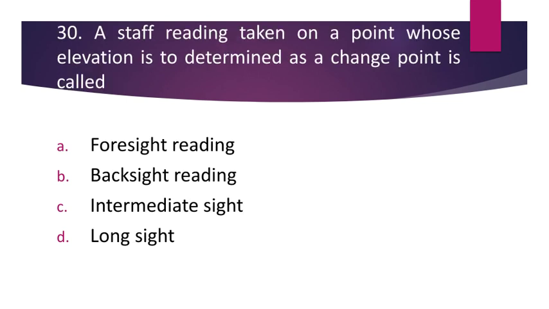Question number 30. A staff reading taken on a point whose elevation is to be determined as a change point is called: options A foresight reading, B backsight reading, C intermediate sight reading, D long sight. A staff reading taken on a point whose elevation is to be determined as a change point is called foresight reading. Option A is the correct answer.